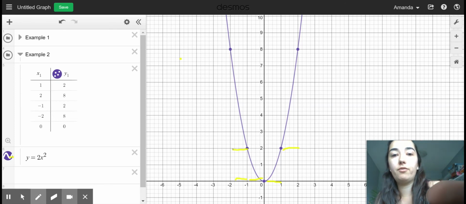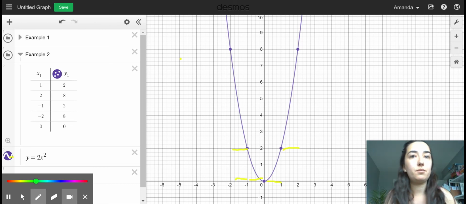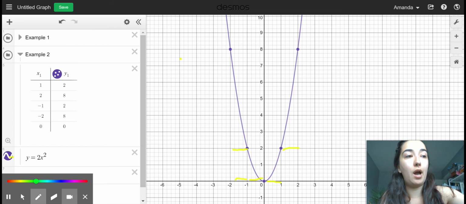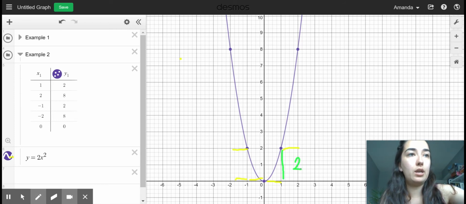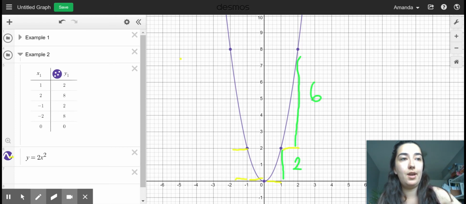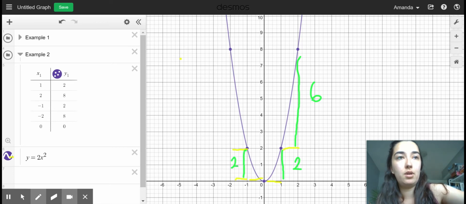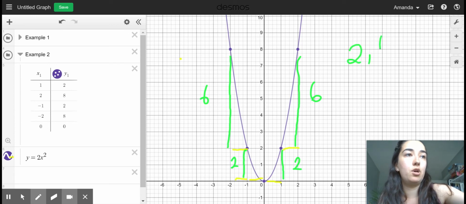Now let's look at our vertical steps this time around. Instead of going up our first step by just 1, as it was in the traditional parent function, I'm actually going up by 2. And next, I'm going up by 6. And this is the exact same case on the left-hand side. I go up by 2, and then I go up by 6. So my step pattern is 2, 6, and so on.